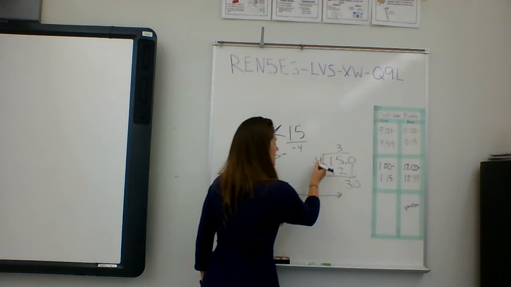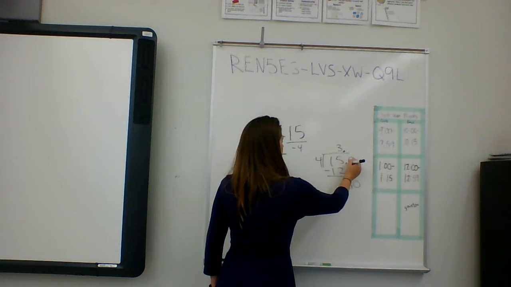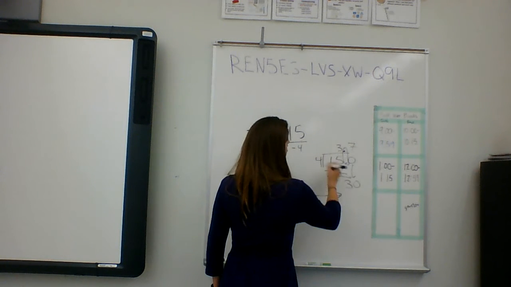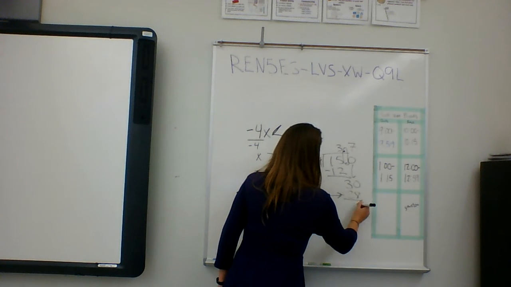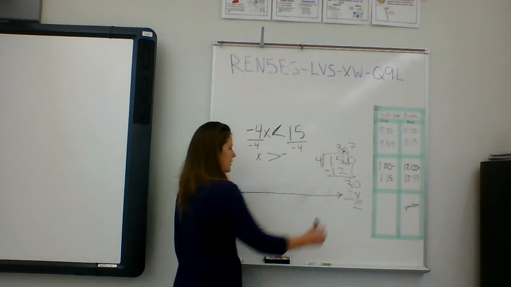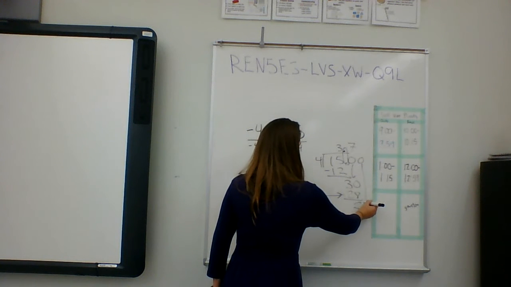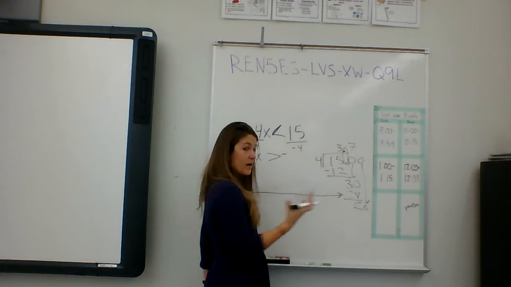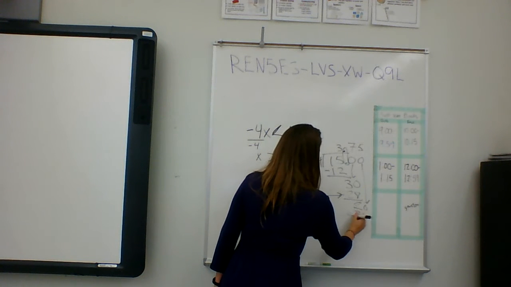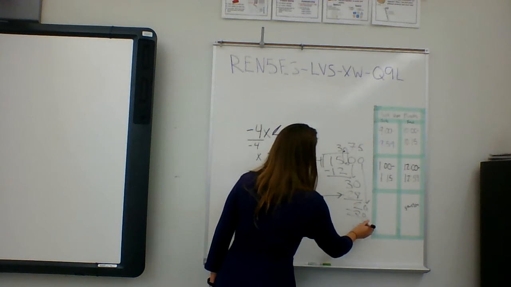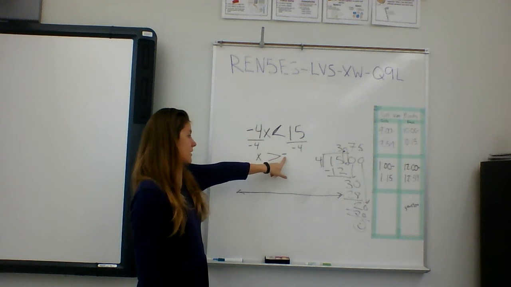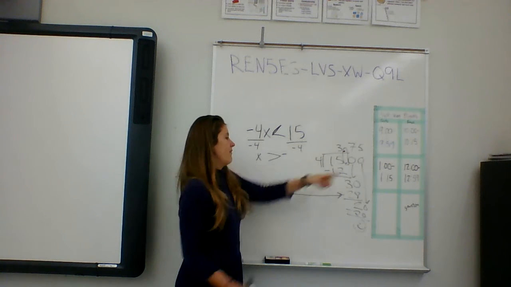4 goes into 30, I know. Make sure we bring our decimal up. 4 goes into 30 7 times. 7 times 4 is 28. I subtract and get 2. Now I still don't know what it's going to be, so I need to add another 0 and bring it down. 4 goes into 20 now perfectly 5 times. 5 times 4 is 20. I have nothing left. So 15 divided by negative 4 is going to be negative 3.75.